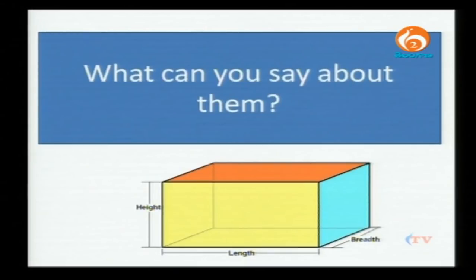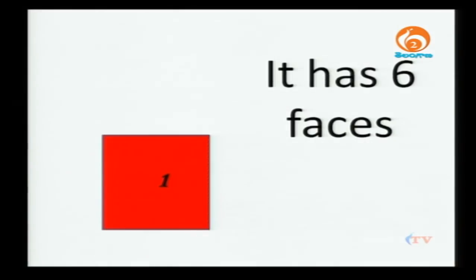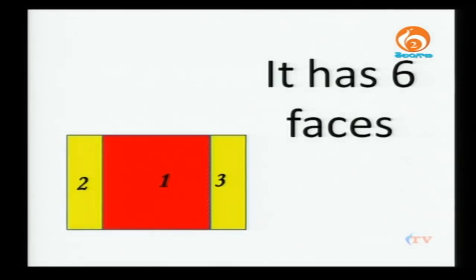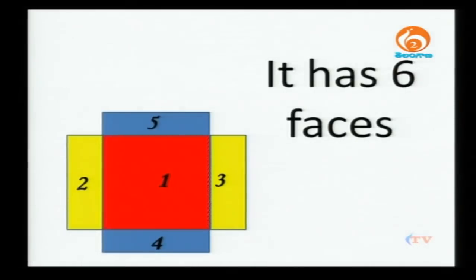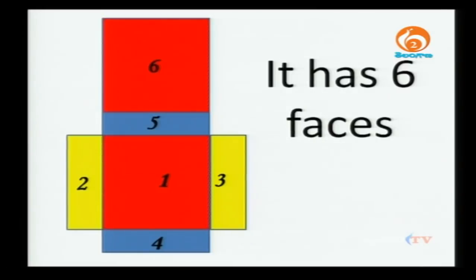Now, again when we see the cuboid, it has 6 faces. Number 1 face, second face, third face, fourth face, fifth face and the sixth face. Just now we have seen when we have opened it into the shape of a net shape, right.